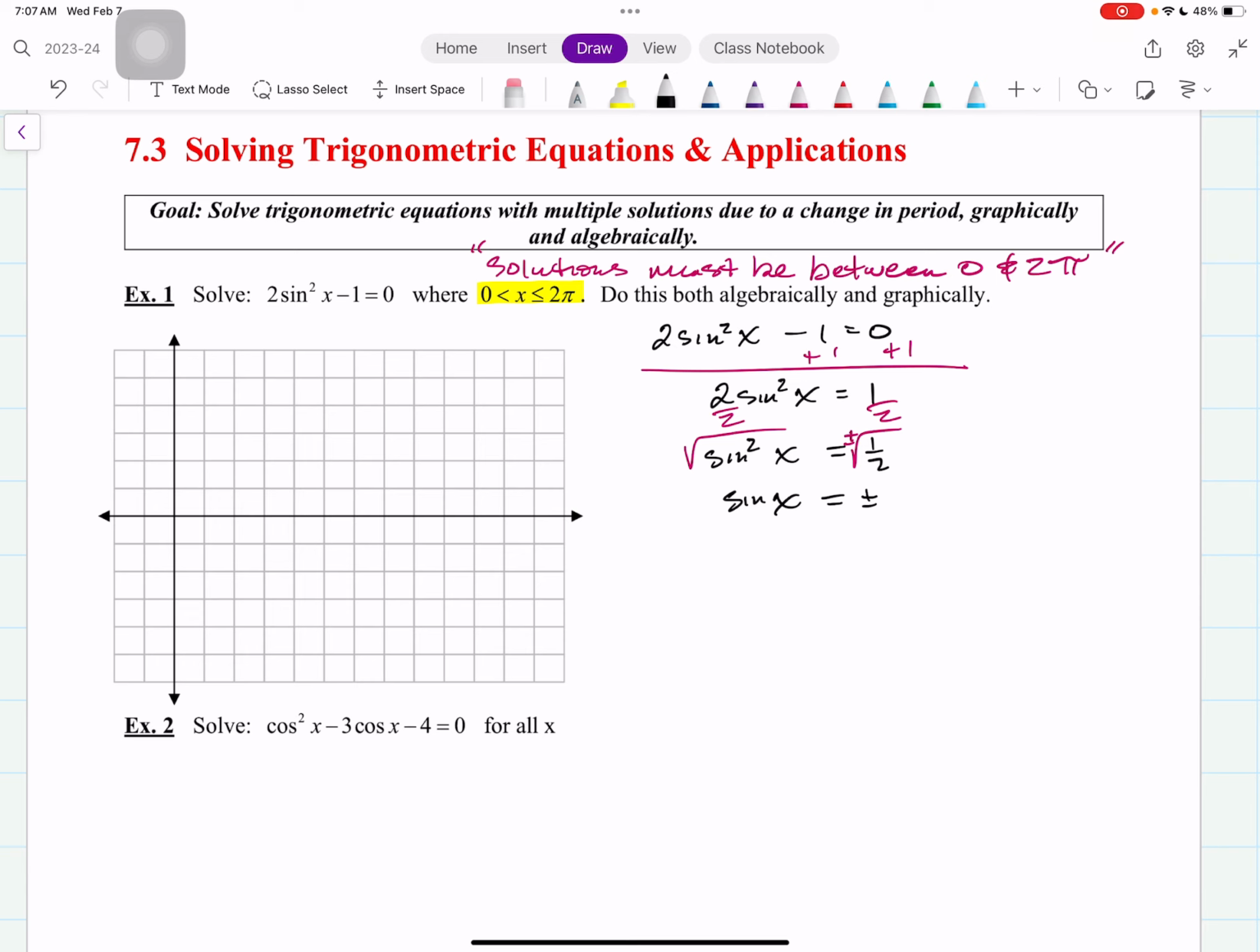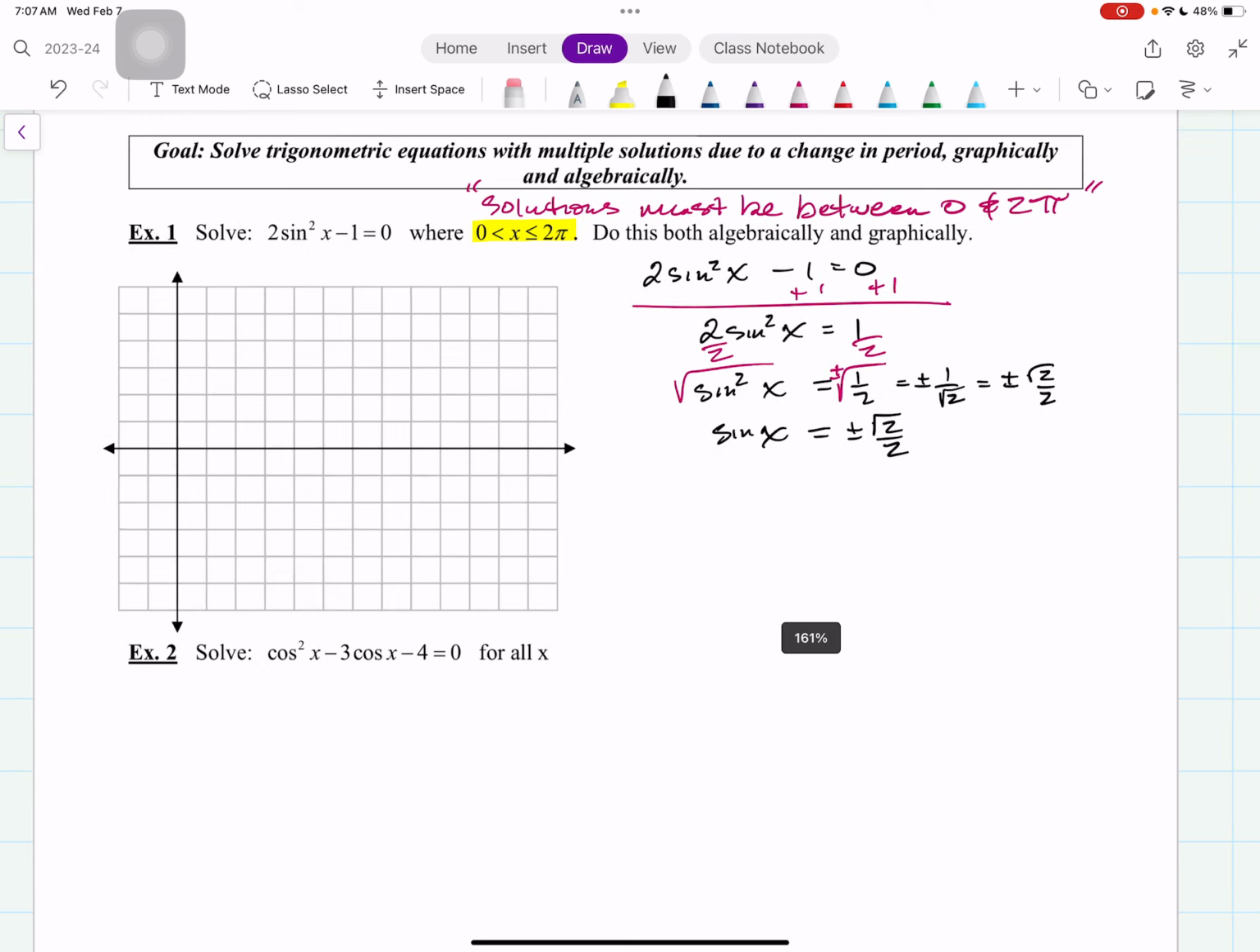That's the square root of 1 divided by the square root of 2. The square root of 1 is 1, obviously, so I'm just going to write a 1 here over rad 2. And as you guys know, that's the same thing as plus or minus rad 2 over 2, which is a familiar ratio. We've seen that on the 45-45-90. So sine of x is equal to plus or minus root 2 over 2.